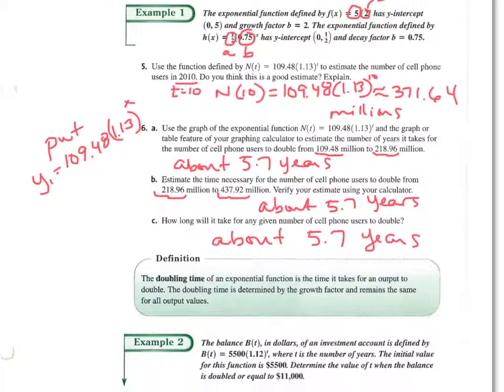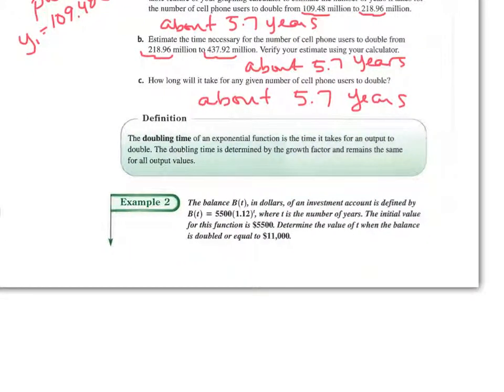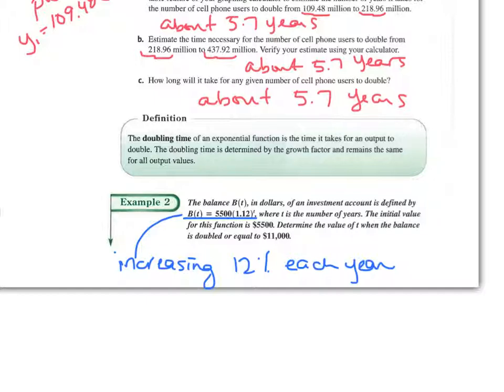We're going to do that for another one down here, and I definitely want you to take this function that they're giving us here. This is the balance in dollars of an investment account. Let's just look at this. I know they already give us everything we want down here, but let's talk about it. That 5,500 is the initial investment that you have, and we would say that it's increasing 12% each year. In that 1.12, the 1 is just keeping your initial investment. The 0.12 is how much it's growing every single year.